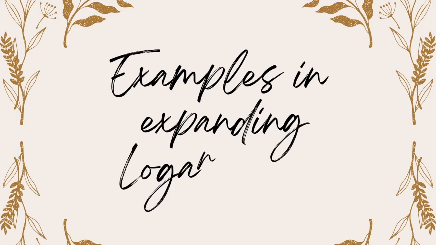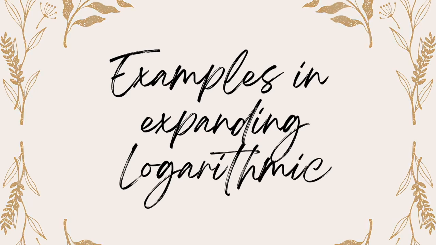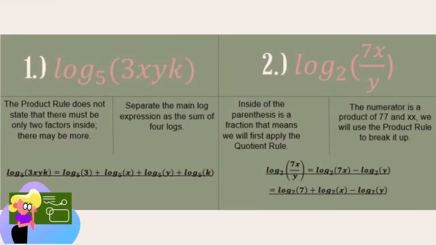Now here are some examples in expanding logarithmic expressions. Number 1. Log to the base 5 of 3xyk. We can see a product of a number and variables inside the parentheses. The product rule does not state that there must only be 2 factors inside. There may be many more.